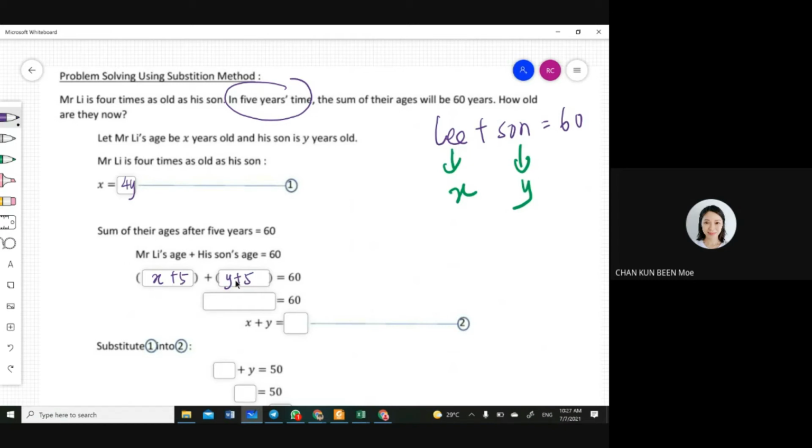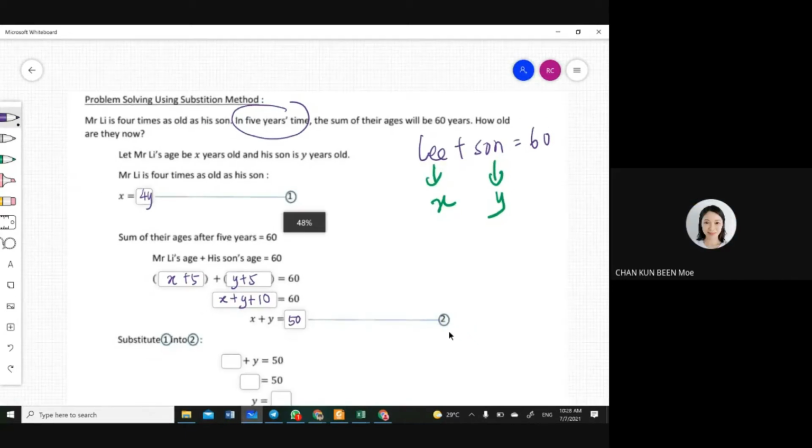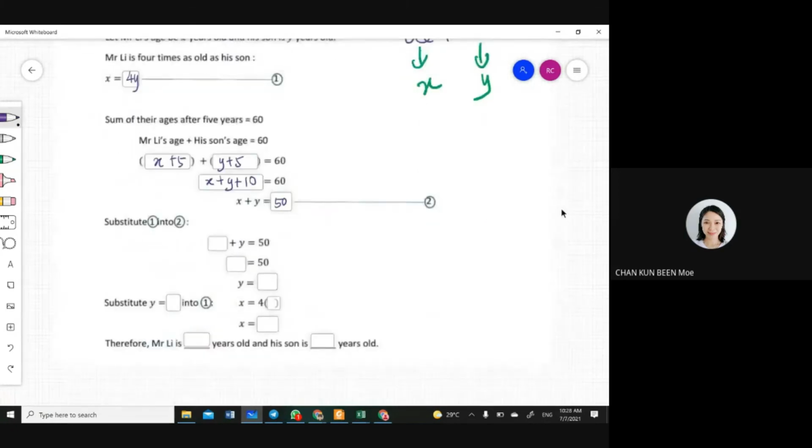So then we solve this part over here. 5 plus 5 is 10, right? And then the x and y, you just need to separate them. x plus y plus 10 equal to 60. So now the remaining, you can see x plus y, they gave you as the guidance already. So it's equal to 60 minus 10, it is 50. Okay, I move up a bit.